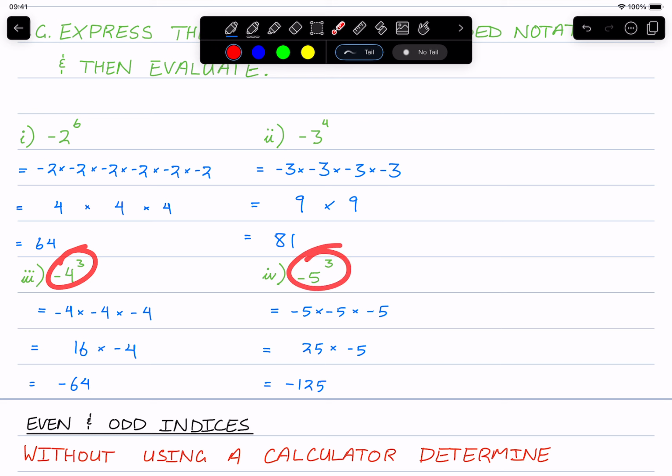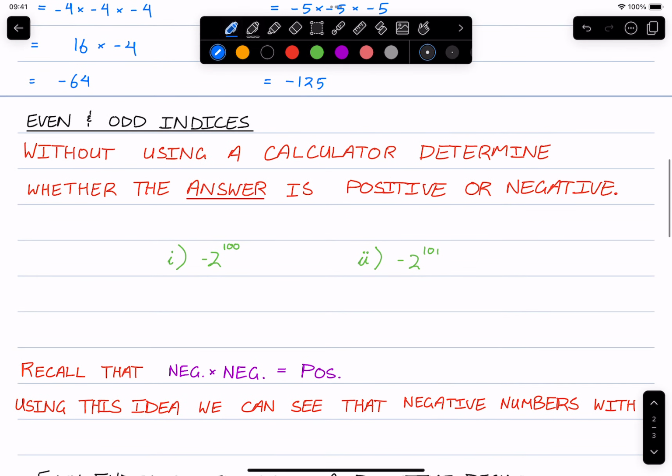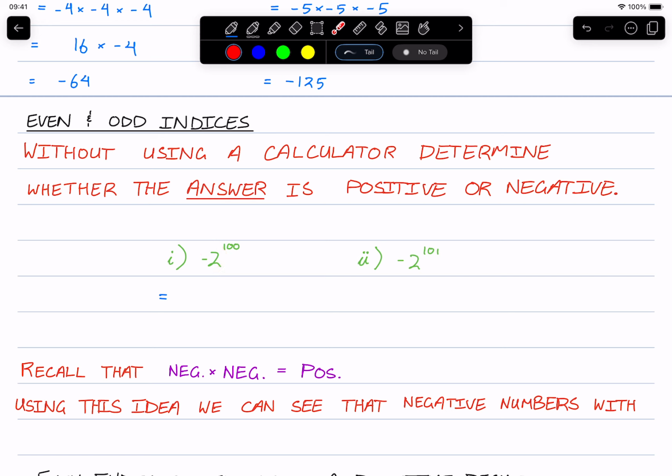And the reverse is true. If we have odd numbers like this, so a negative number raised by an odd power, we get negative answers. So it's rather straightforward if we just follow that rule. In this case, this is a negative number raised by 100. 100 is an even number, so the answer to this will be positive. And this one, negative 2 to the power of 101. 101 is an odd number, so this will give us a negative answer.